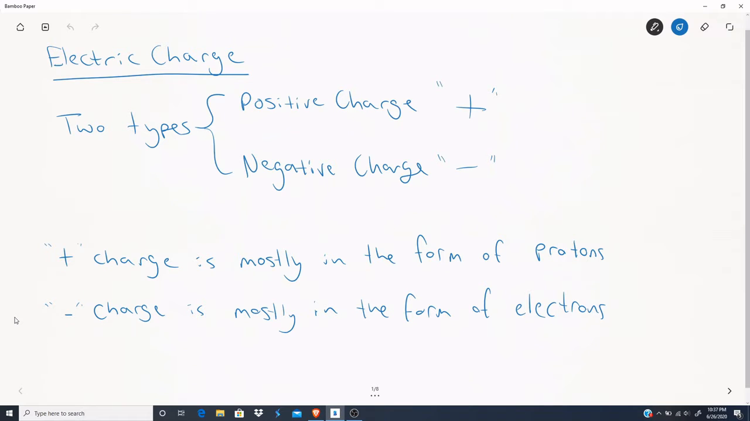Okay, so our first unit is on electric charge. You can find this in section 5.1 of the textbook. Electric charge comes in two kinds: positive charges and negative charges. Positive charges are mostly in the form of protons, while negative charges are mostly in the form of electrons.